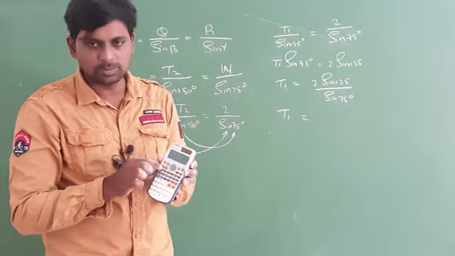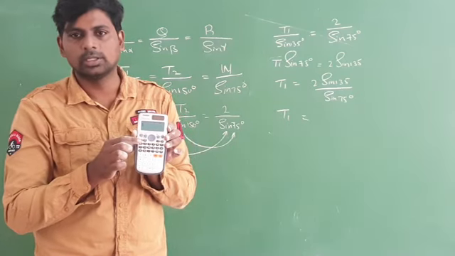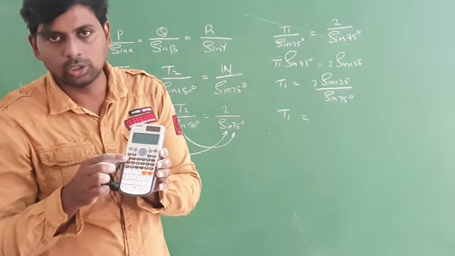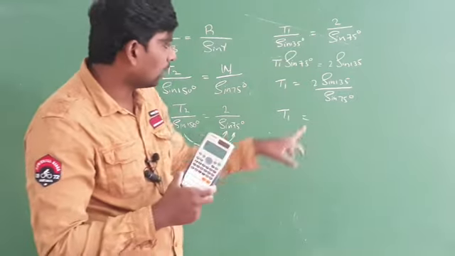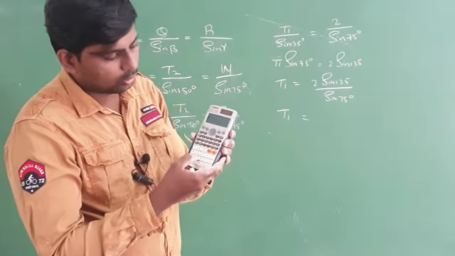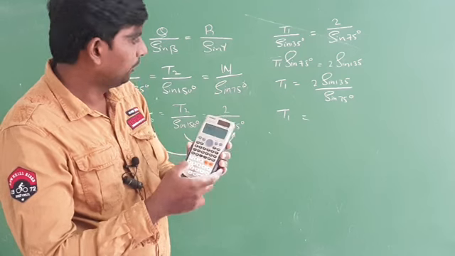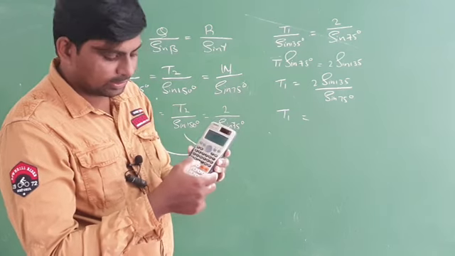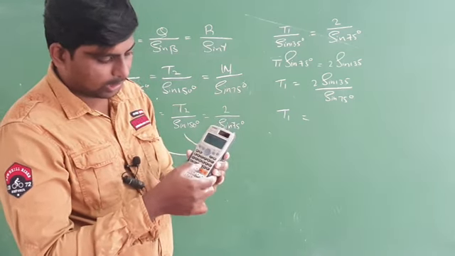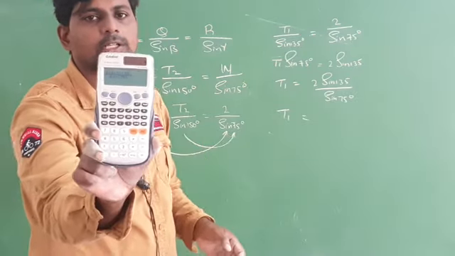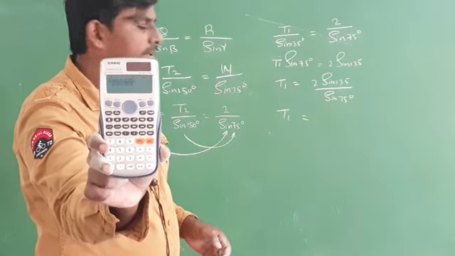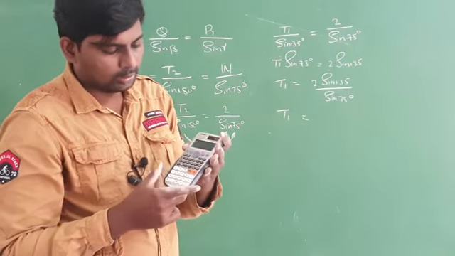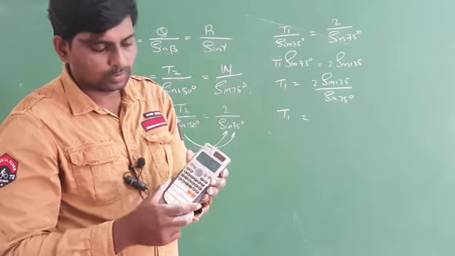Here the fraction button is there, in the third row. Press this one, and after that substitute the value: 2 into sine 135, close the bracket, after that sine 75, close the bracket. Like this you have to use it. See here, 2 into sine 135 by sine 75. Then press the last button. You will get some answer.